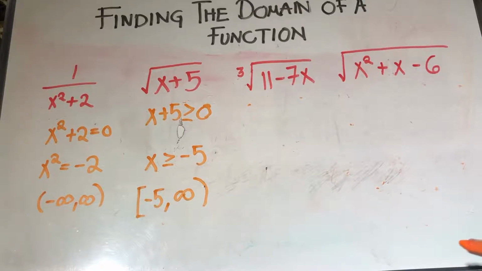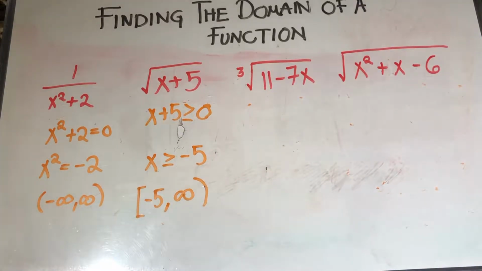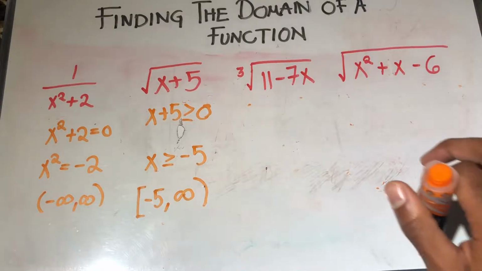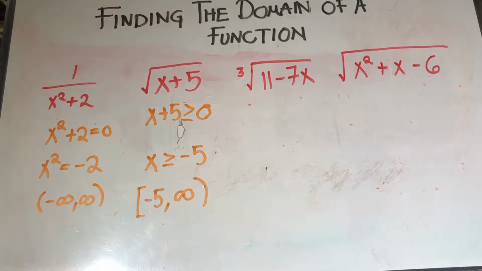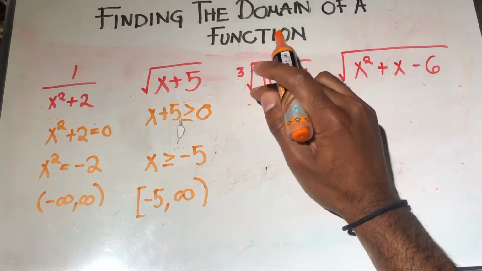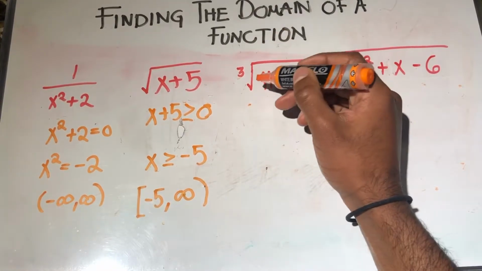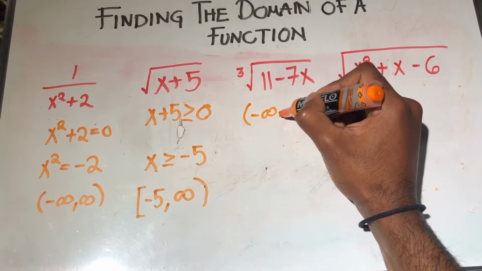However, if the index is an even number, like the square root, or the fourth root, or the sixth root, to find the domain of the expression, you have to set the inside of the radical greater than or equal to 0. But for this example right here, since the index is an odd number, the domain is simply going to be all real numbers.